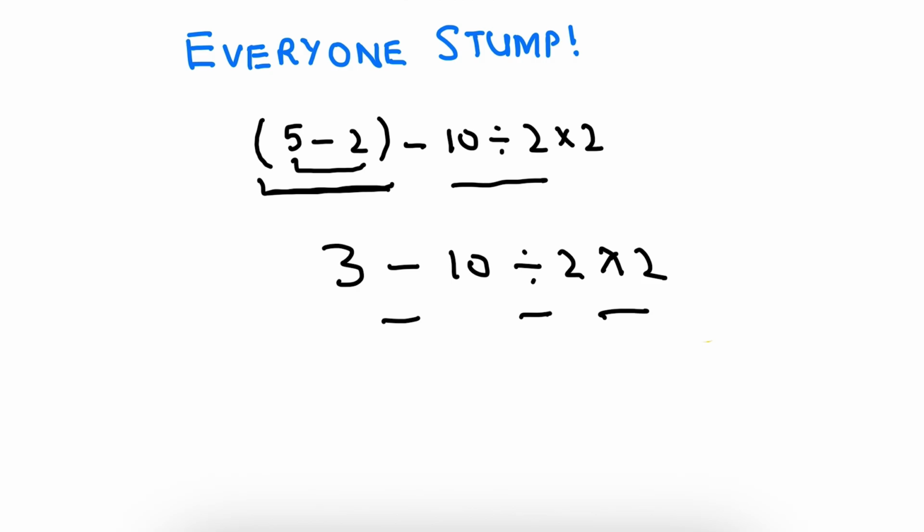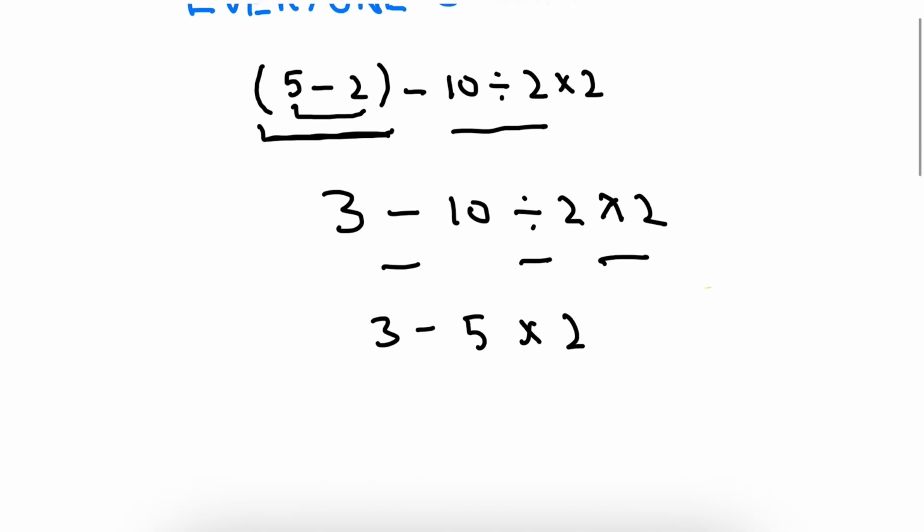So now we first do the operation division. So here we write 3 minus 10 divide 2 is 5, and multiply with 2. Now we are solving the multiplication. So 5 multiply 2 is 10, and 3 minus 10 is minus 7. So minus 7 is the final answer of this question.